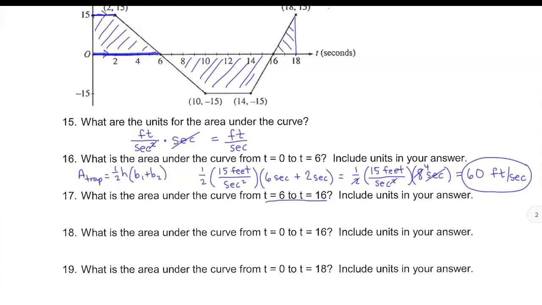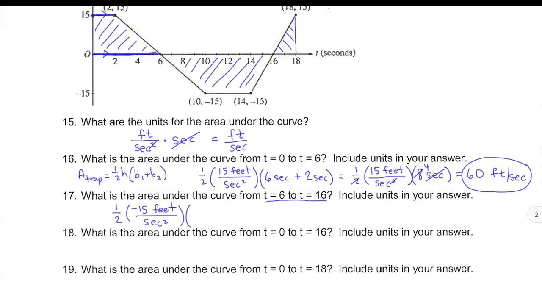So the formula for area of a trapezoid is 1/2 times the height. The height of this trapezoid is below the x-axis, it goes down to negative 15. I'm going to use that negative to help me remember that my answer needs to be negative in the end. And the units for that height are feet per second squared.